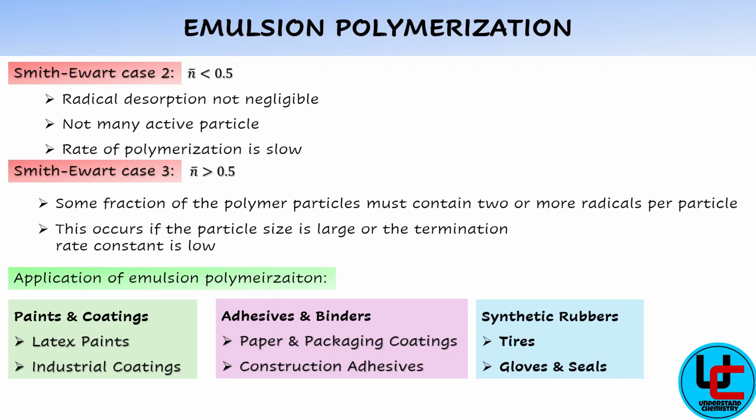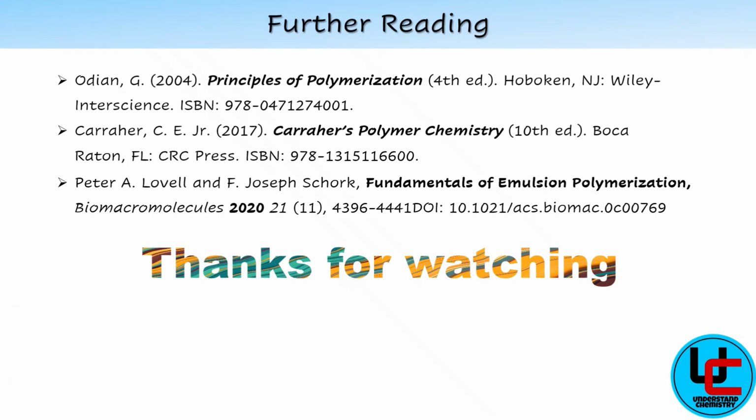And the third, and perhaps most significantly, it is the foundation of the synthetic rubber industry. The styrene butadiene rubber, or SBR, made through emulsion polymerization is a primary component in car tires as well as products like gloves and seals. For further reading, I highly recommend the article published in Biomacromolecules by Lovell and Schork. It provides a thorough and insightful explanation of emulsion polymerization, including mechanistic details, kinetic models, and practical considerations.